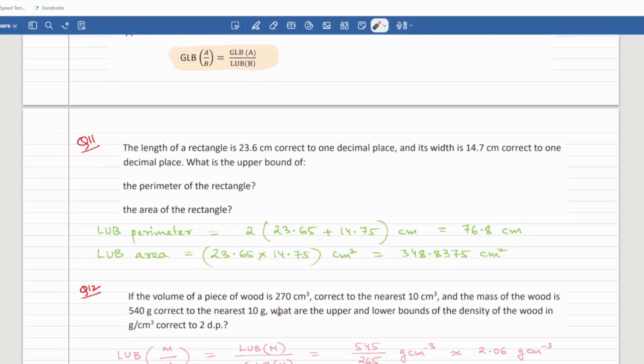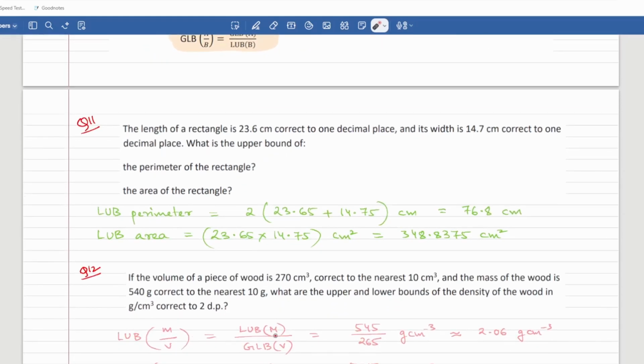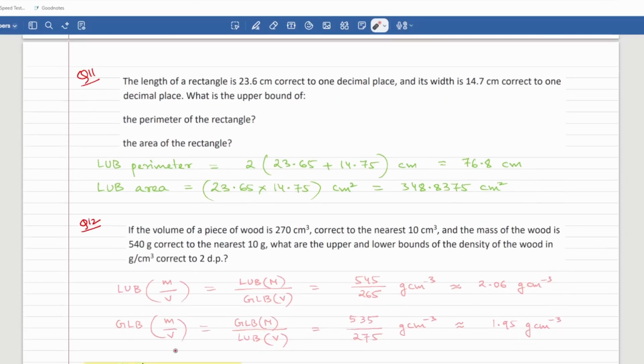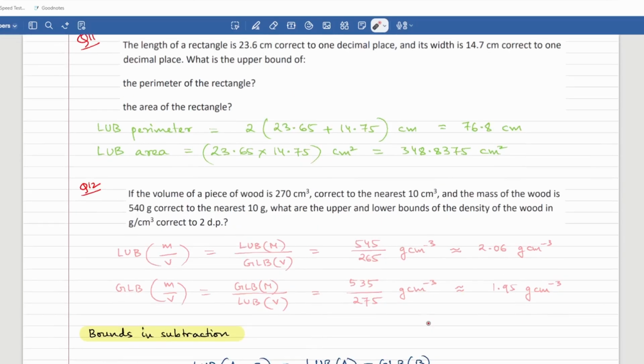I hope you have completed the calculation. So least upper bound of M divided by greatest lower bound of V would be 545 by 265, which is approximately equal to 2.06. Then GLB of M by V will be equal to GLB of M divided by LUB of V, which is 535 divided by 275, which will approximately be 1.95. All right. Now we will look into subtraction.